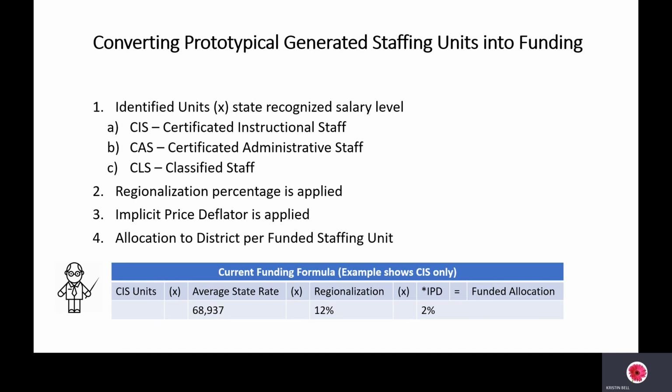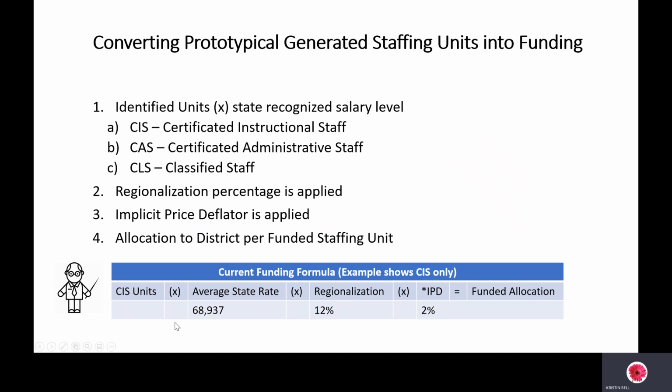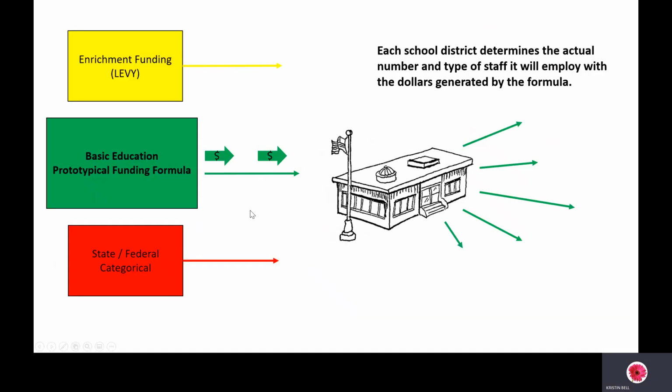So we would get funded on those 56.14, and then we'd also get funded on the 7.12 in that category. And then for the CAS and the CLS, they have different rates right here. And so that kicks out a number. Now, the kicker here is that, again, the dollars that are coming in through the prototypical model come into the district. You've got your state and federal categorical, and then you've got your levy.